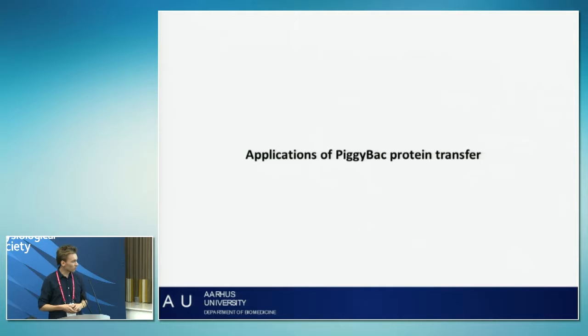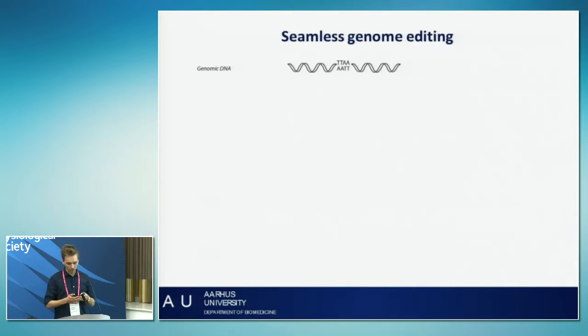Now, of course, we are very interested in how we can use this system in different applications. One of the things that we are very interested in is seamless genome editing. This was a technique for editing that was developed by Kosuke Yusa at the Sanger Institute in 2011, I think. So let's say that we have some genomic DNA up here, and we want to introduce a mutation at this point. We can do this by introducing a double-stranded break.